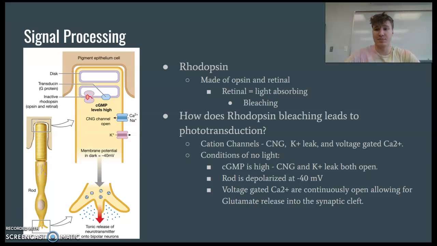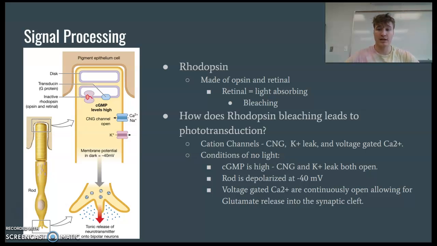So how does this bleaching allow for phototransduction? This process is based on 3 different cation channels. We have CNG, which is cyclic nucleotide gated ion channels. We have potassium leak channels, and then we have voltage gated calcium channels. So CNG channels are going to be allowing for the influx of sodium and calcium into the rod, while potassium leak channels are going to be allowing for the slow leak of potassium out of the cell. And then voltage gated calcium channels are going to be found in the synaptic terminal, and they're going to help modulate the amount of glutamate that is released onto the bipolar cells.